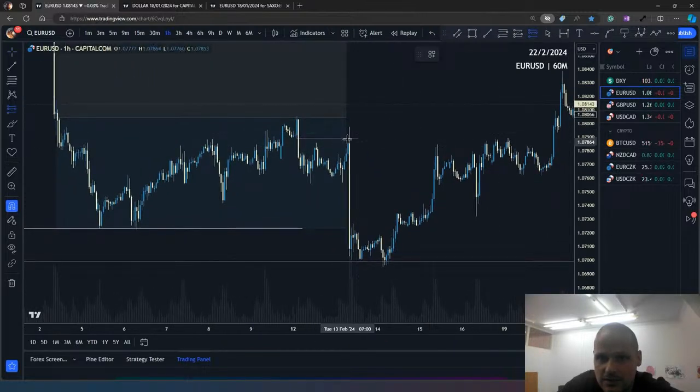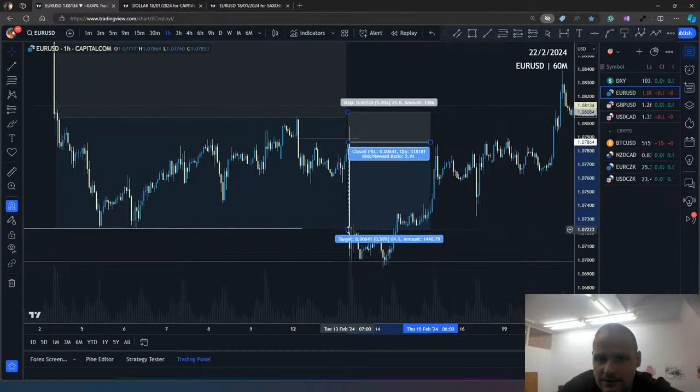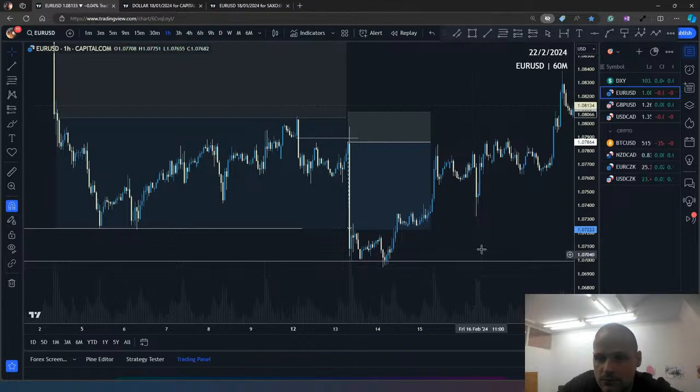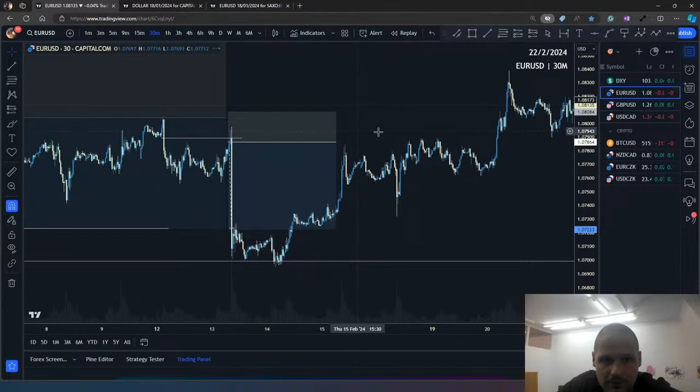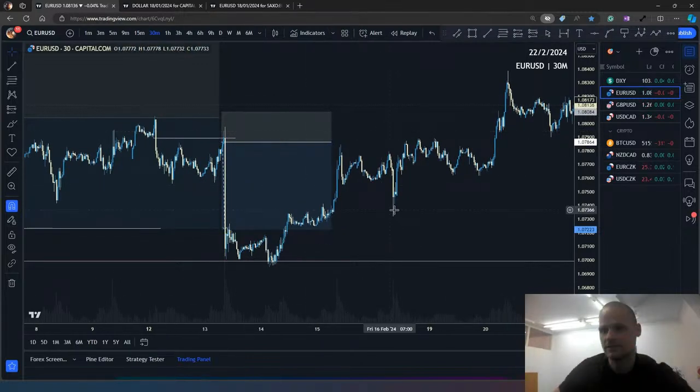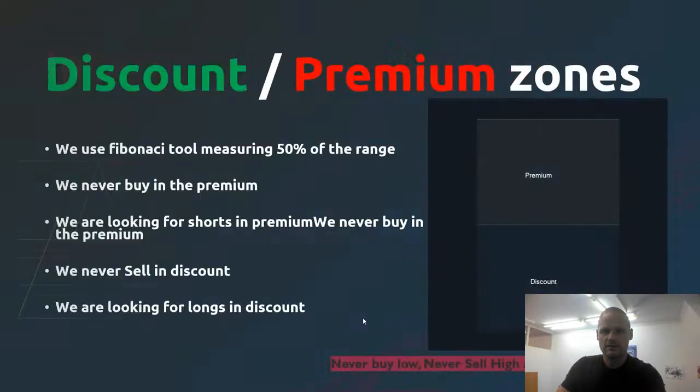So then you just do this and target this. Beautiful trade, 2.9 risk reward. Obviously it could be done even better, but this is fine, you know. So yeah, let's continue to this.